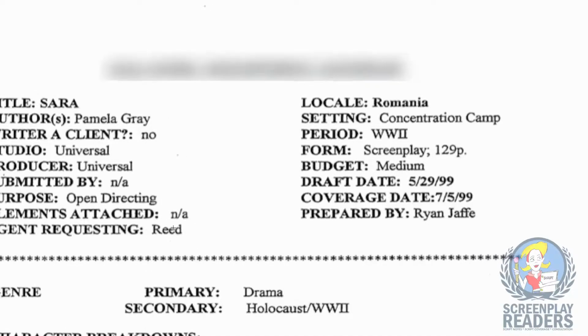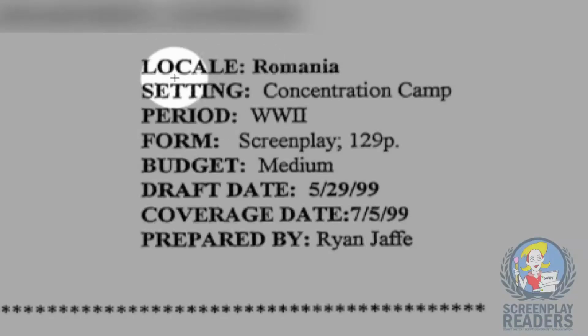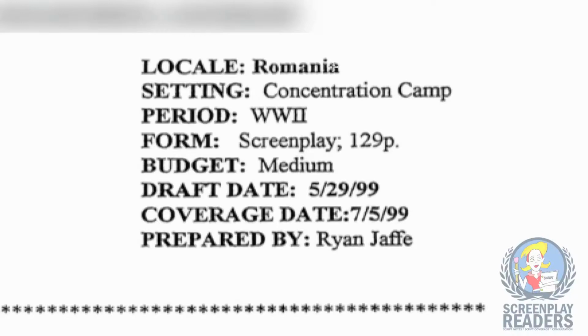In this case, it was a person named Reed. Up here, you've got the locale in which the script takes place, and in this case, it's Romania. So keep in mind that the locale is different than where the actual script may be shot. So like in this case, it's Romania, but keep in mind the movie could be shot anywhere. So, Europe, it could be Georgia, it could be Canada. Locale just basically gives the agent or the reader of the coverage the general idea of where this is supposed to take place, so that person can get a general idea of how much it's going to cost, or what are the logistics to producing this thing.